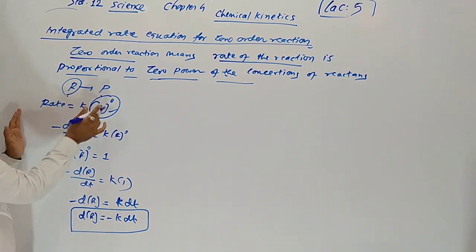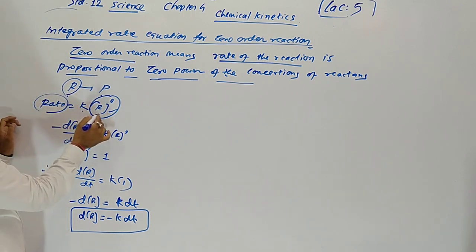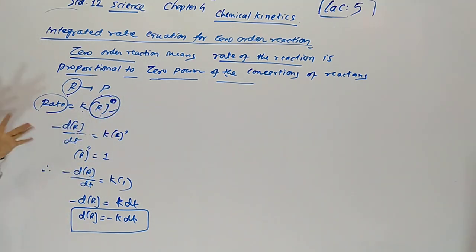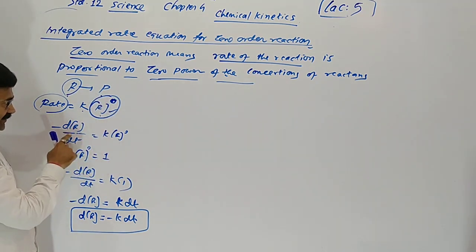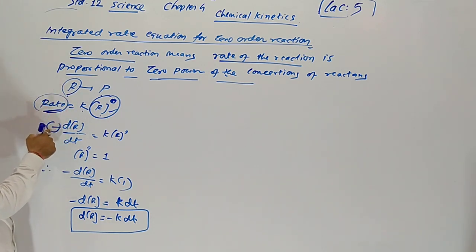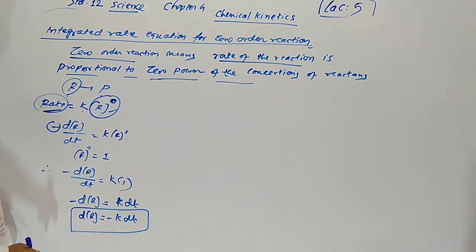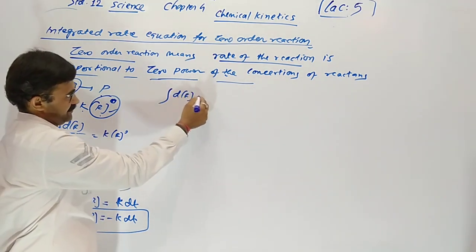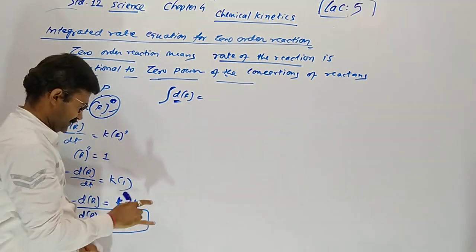Understood? R gives P. This reaction is zero order, means the rate of reaction is proportional to power 0 of the concentration. R raised to 0 means 1, unity. So here rate means dR upon dt, and the reactant is decreasing, so minus dR upon dt is equal to k. So dR is equal to minus k into dt. We are applying integration on both sides. This is the derivative, this one is integration, nothing else.